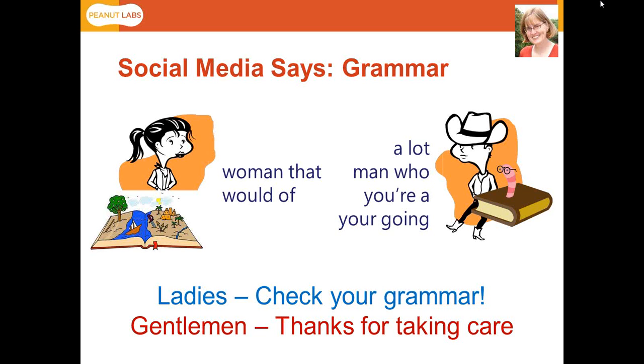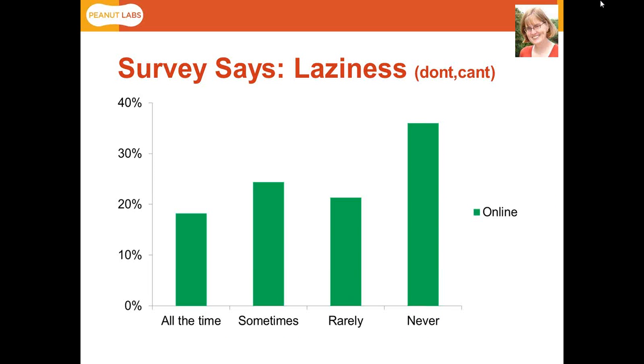So I know I've done that, particularly at conferences when I'm trying to tweet and listen at the same time. So we've got a good percentage of people who say they never do this online. But we've got about 20% of people who say they drop apostrophes all the time, like me. So let's look at the data and see where men and women actually stand on this.